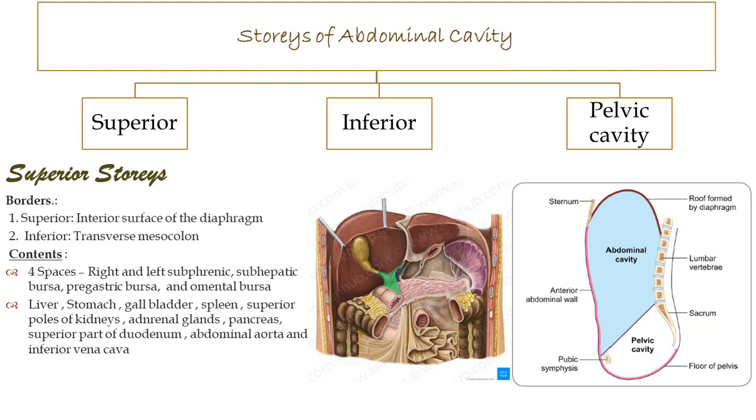Its contents: it has four spaces: right and left subphrenic, subhepatic bursa, pregastric bursa, and omental bursa. It has the liver, stomach, gallbladder, spleen, superior poles of the kidneys, adrenal glands, pancreas, superior part of the duodenum, abdominal aorta, and inferior vena cava.